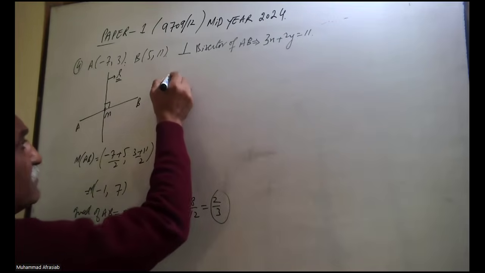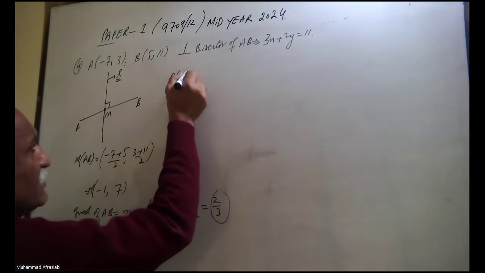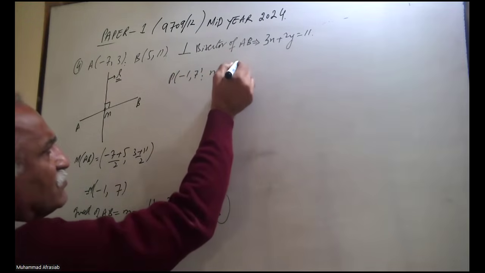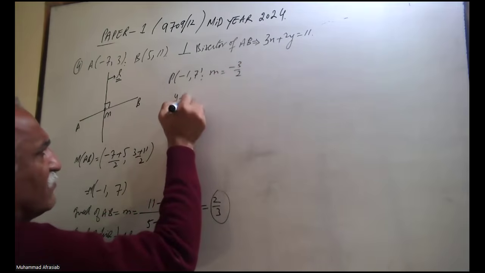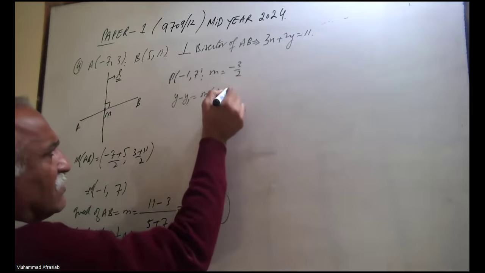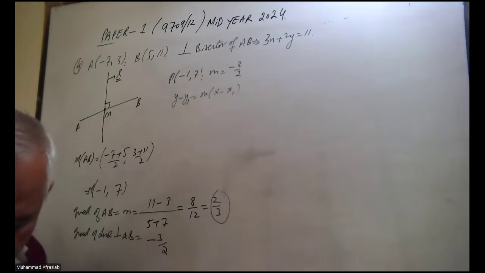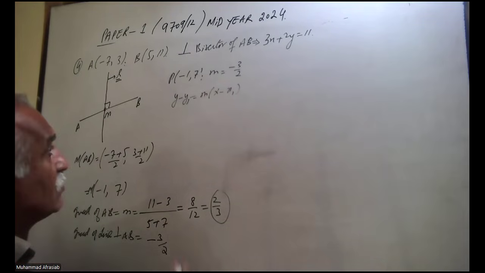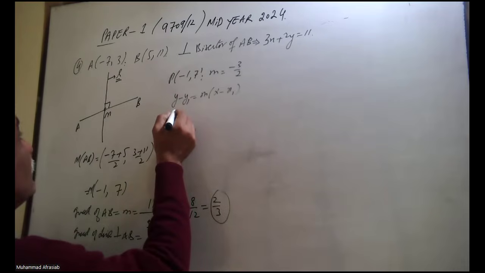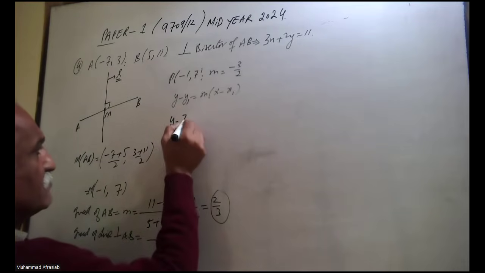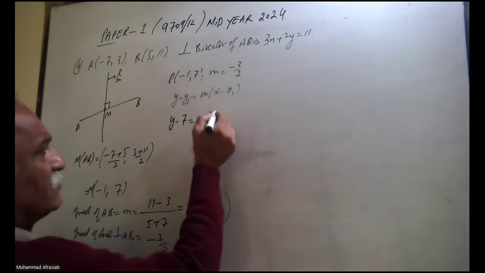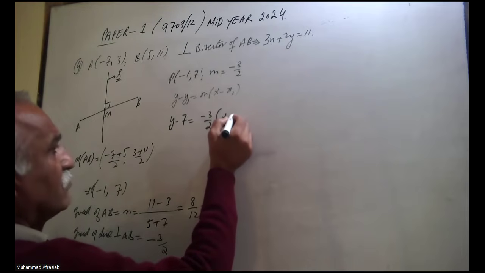Now they are asking for the equation of the line passing through the point (-1, 7) with the slope equal to -3 over 2. Then the equation of the line will be y minus y1 is equal to m into x minus x1. So y minus y1, that is y minus 7, and m is -3 by 2, into x minus (-1), that is x plus 1.